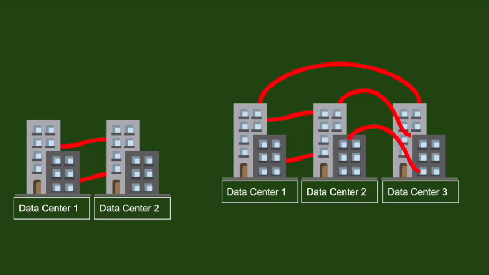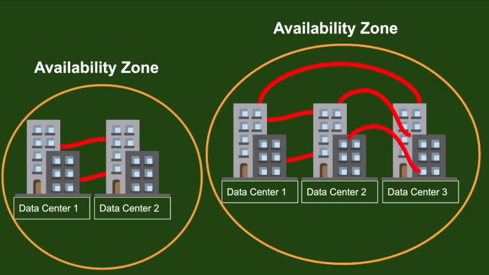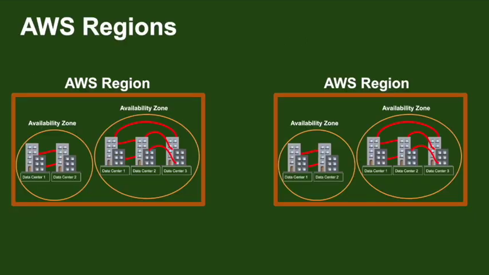Now two or more of these data centers combined is what AWS calls an availability zone. So when you spawn your instance, it is going to sit in one of these availability zones, which means in one of the data centers within an availability zone. Now, what is a region? A region is nothing but a group of multiple availability zones.